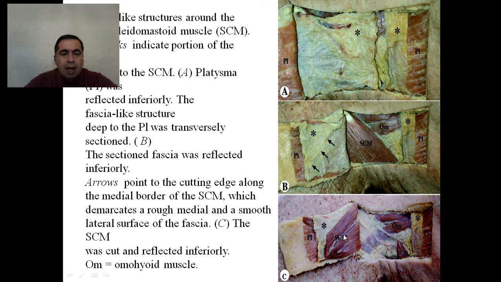Arrows here point to the cutting edge along the medial border of the sternocleidomastoid muscle. Here SCM means the sternocleidomastoid, which demarcates a rough medial and a smooth lateral surface of the fascia. The sternocleidomastoid muscle was cut and reflected inferiorly, as you know here. Again here.